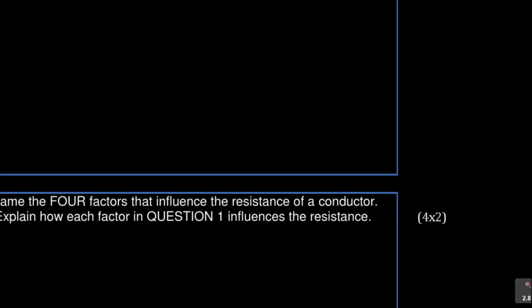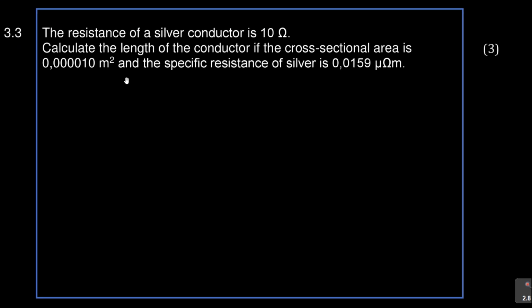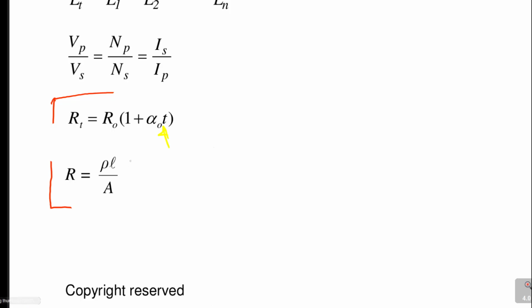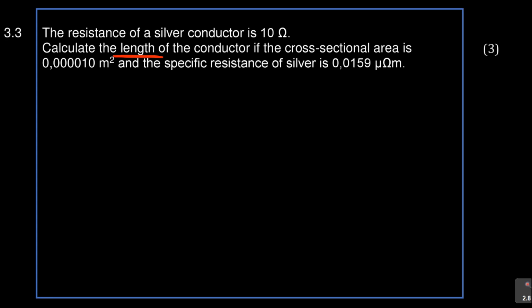Alright, let's look at the next question here. The next question says the resistance of a silver conductor is 10 ohms. Calculate the length of the conductor if the cross-sectional area is that, and the specific resistance of silver is this. What are the key words? Number one, they are saying calculate the length. The moment they say length, you know what they mean. You have to link it to that formula, R is PL over A. So we write that formula first of all. R is rho L over A.